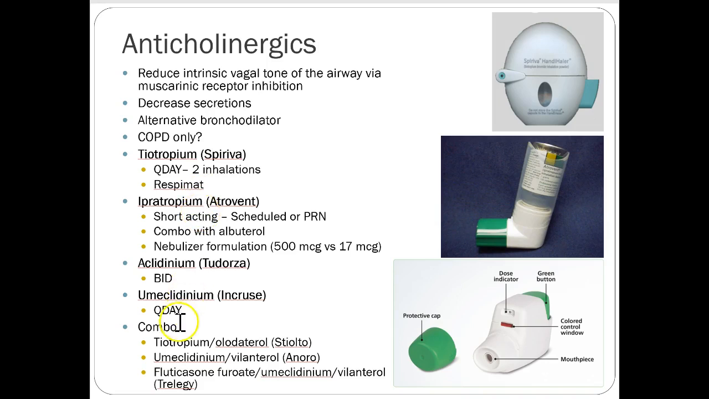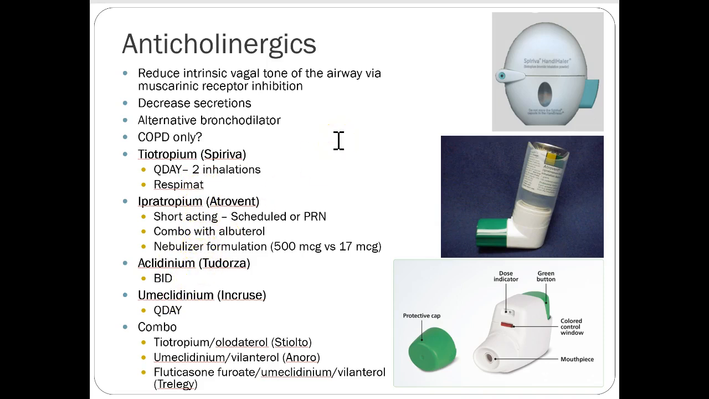I'll skip Atrovent for a second. There's Tudorza, which is aclidinium, and there's umeclidinium, which is Incruse. Incruse, I don't have a picture of it, is an Ellipta product. So it looks like the Breo inhaler we just talked about on the other slides with the big lever on it. So that's part of that family of drugs. That's a once daily. So is tiotropium, whereas the aclidinium is twice daily.